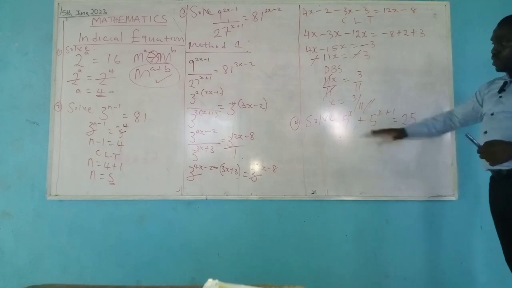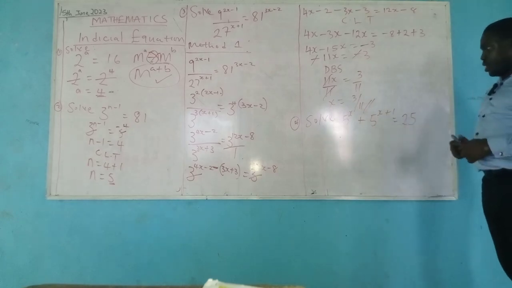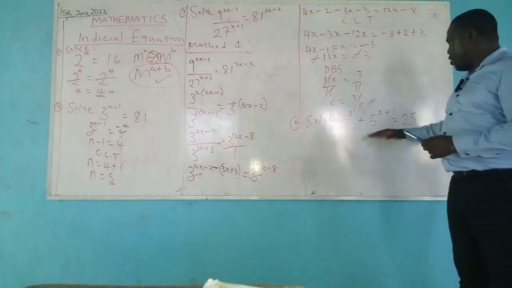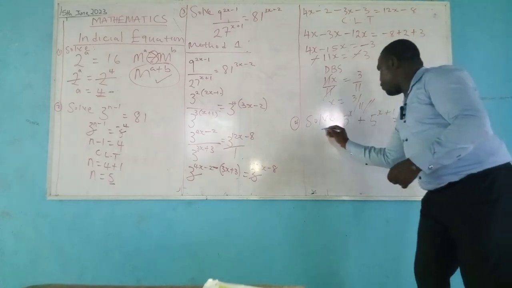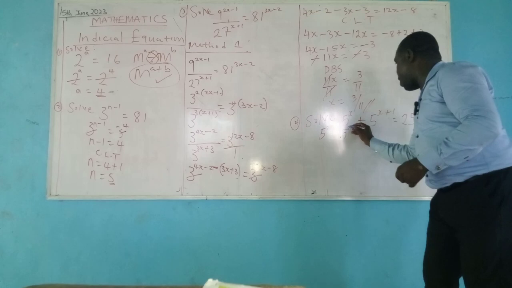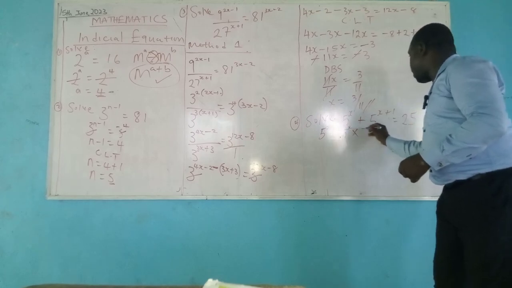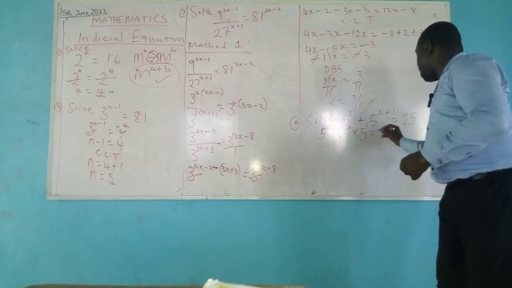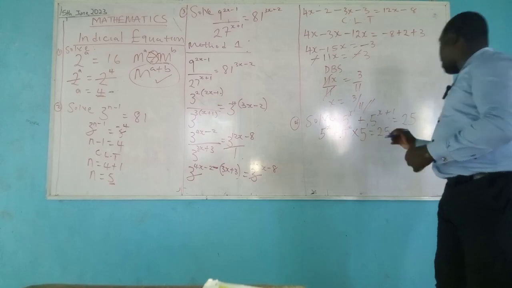So we solve the last question here. To solve the last question, I'm looking at something like this. I could just say 5 raised to power x plus 5 raised to power x times 5 raised to power 1 equals 25.